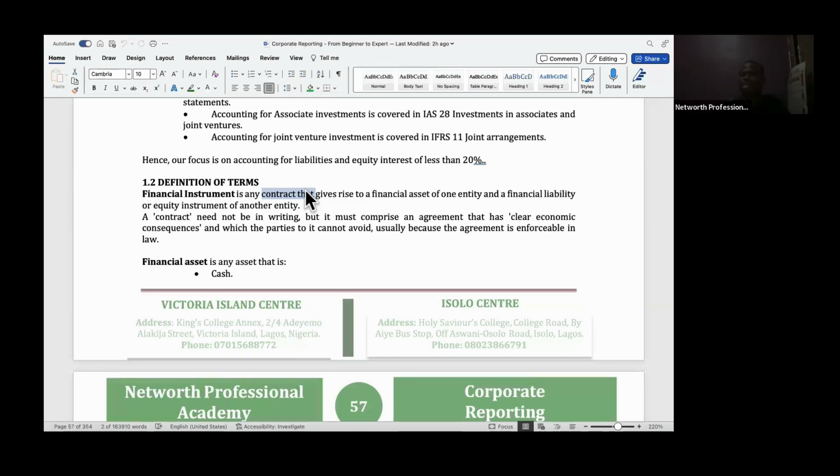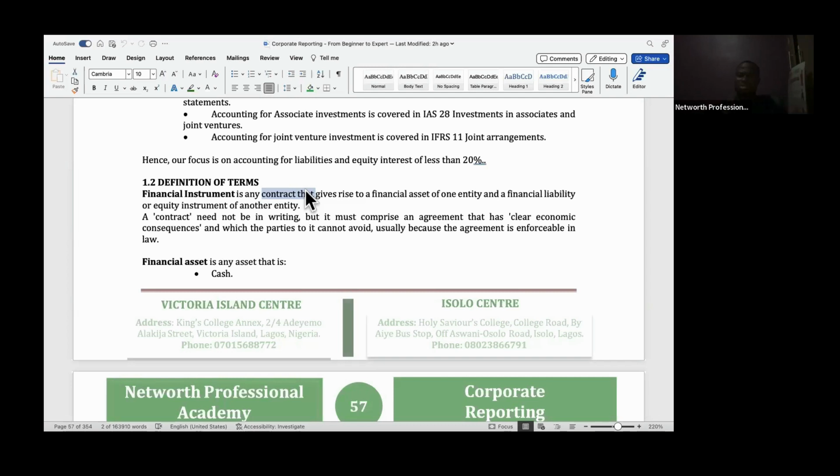Then we looked at financial assets. Basically, I focused the financial asset on three things. I said, firstly, a financial asset is cash. A financial asset is also an equity instrument of another entity. And a financial asset is also a contractual right to receive cash. That is the financial asset.